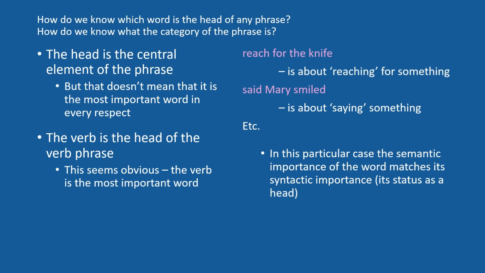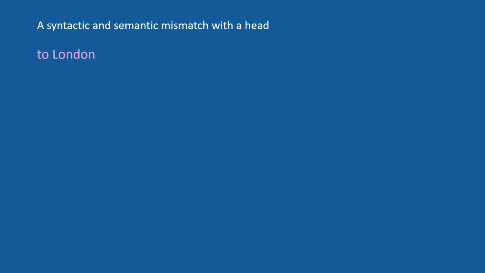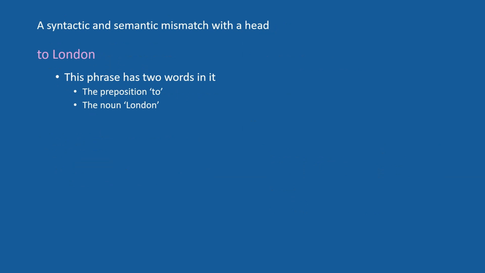That, however, is not always the case. Let's have a look at a case where it isn't so. Take the phrase to London. Well, here we've got two words: to, which is a preposition, and London, which is a noun. Okay, which one of these is the head? If it's the noun that's the head, London, then clearly this is going to be a noun phrase. If it's the preposition that's the head, then it's going to be a preposition phrase.